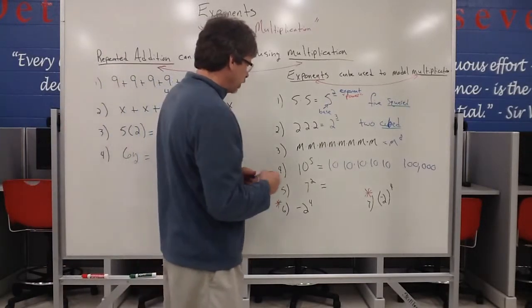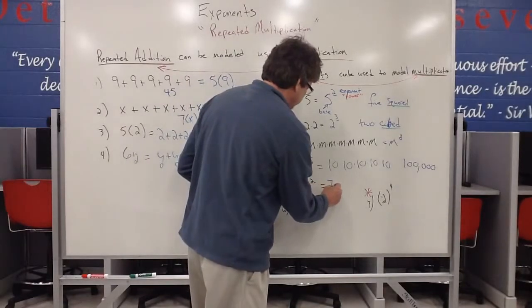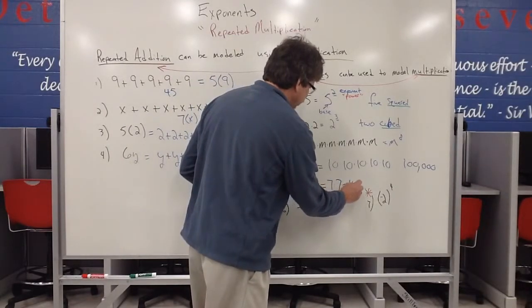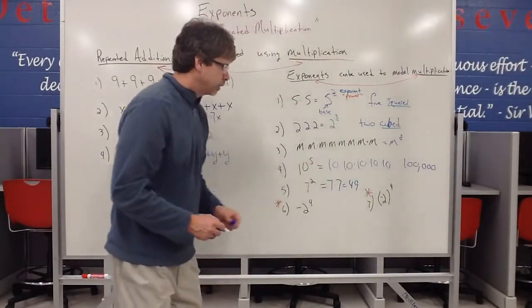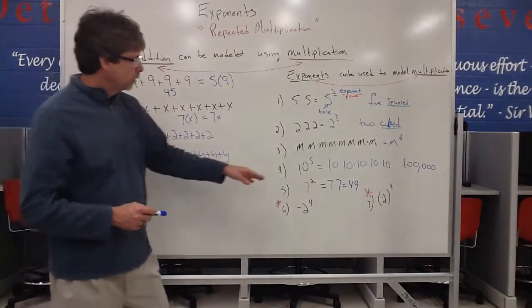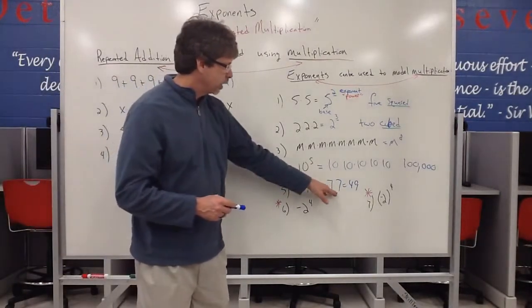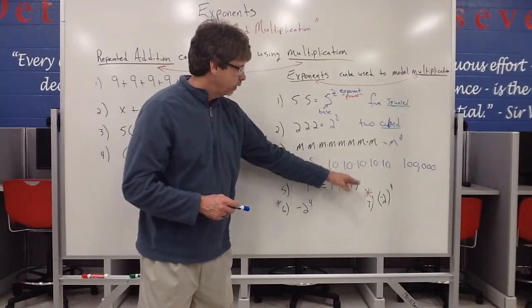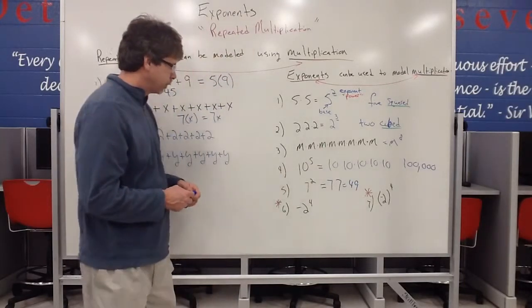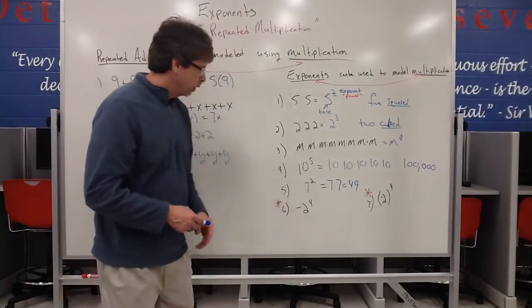So 7 squared would be the same thing as 7 times 7, which would also be the same thing as 49. So those are all equivalent expressions, written in different forms. This is in exponential form, this is in multiplication form, and this is just worked out, evaluated. I do have 2 more examples I want to look at.